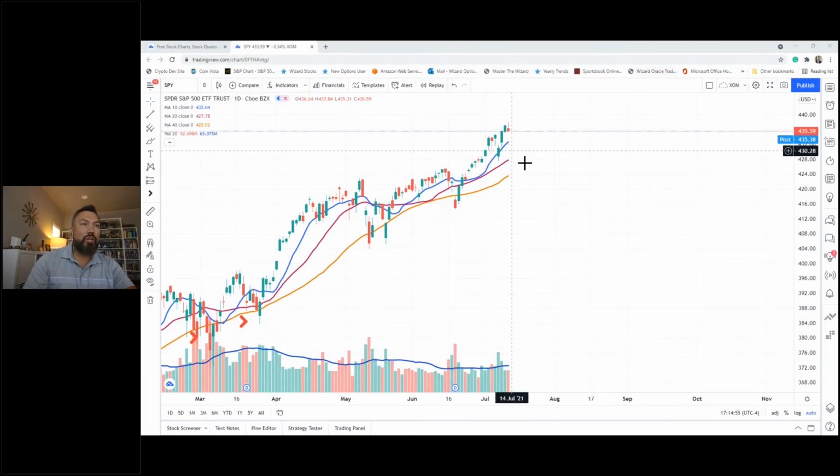So here's today. Today, the SPY closed still in an uptrend. Even though we had a bearish day, we're above all three lines. So the SPY is in an uptrend and we had low activity, low volume.